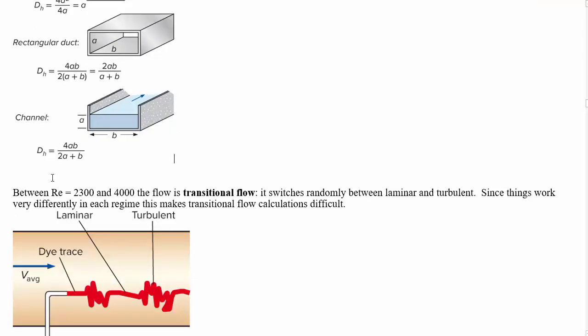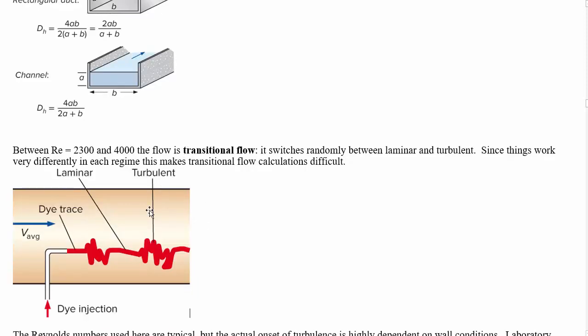All right, between 2300 and 4000, the flow is what's called transitional flow. This is the range of Reynolds number between what we defined as laminar, below this, and turbulent, above that. That's not quite true either, but anyway, if you're in some regime where it's not definitely laminar and not definitely turbulent, then what you find is the flow will change between laminar and turbulent somewhat randomly.